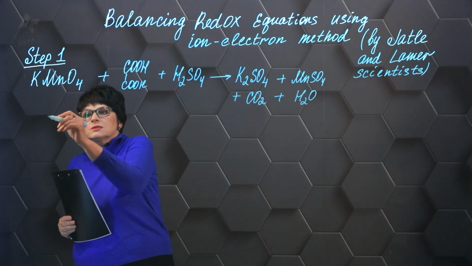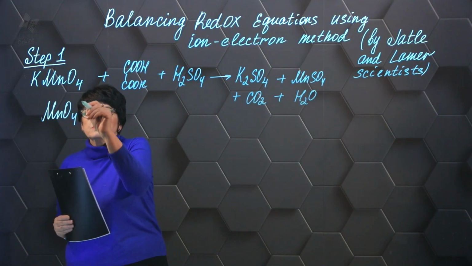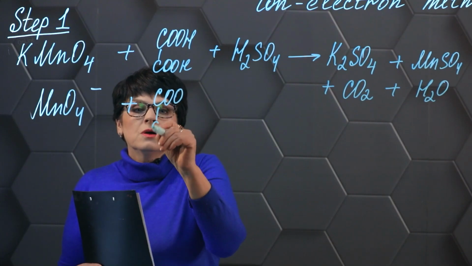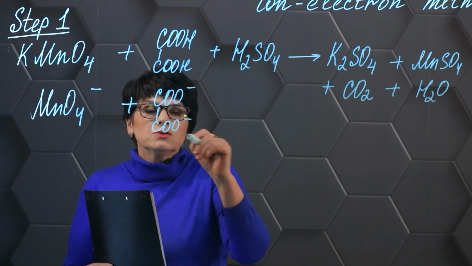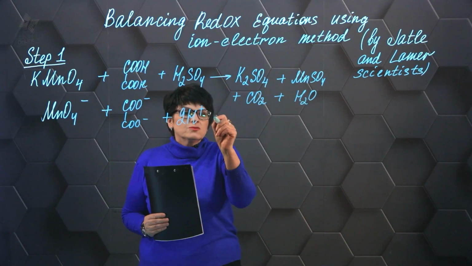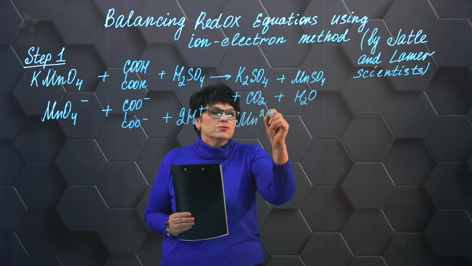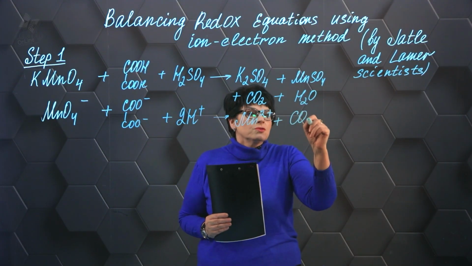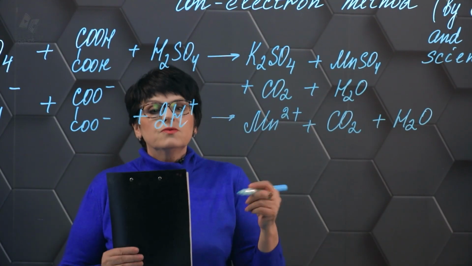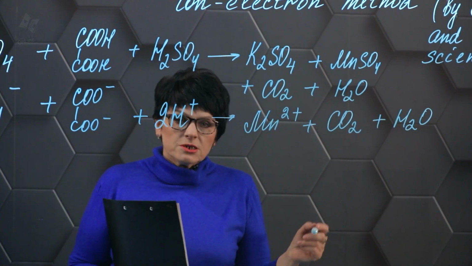The final representation appears as follows: permanganate with a minus charge plus oxalate, and so on, plus CO2. The resulting equation is in ionic form. The potassium and sulfate ions are canceled because they are strong electrolyte residues.